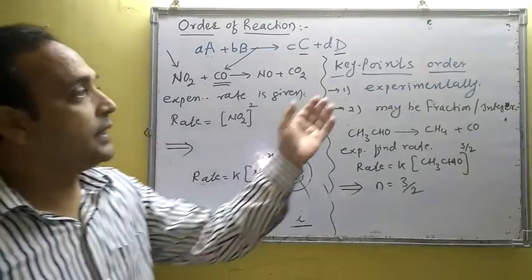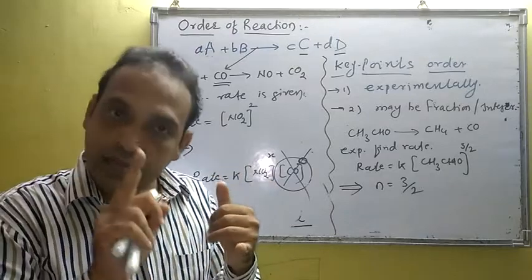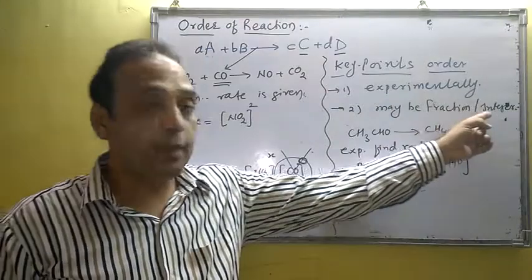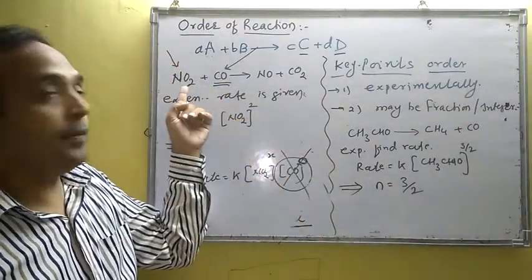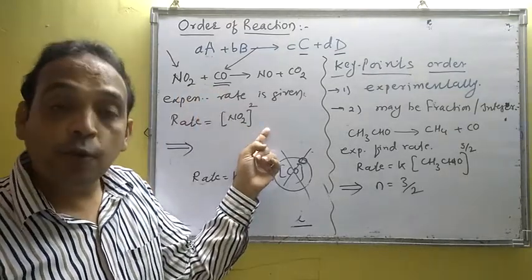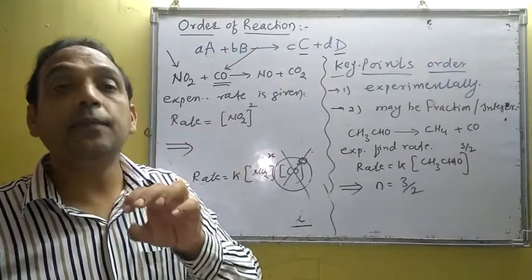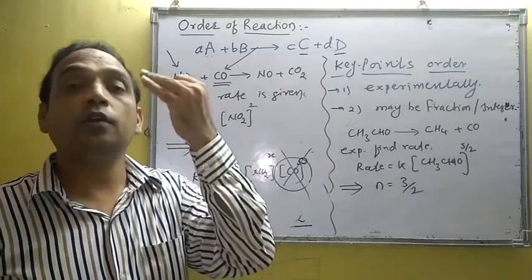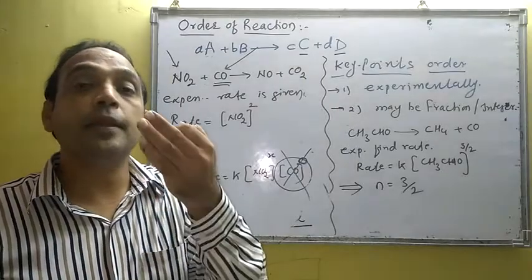Okay, so what are the key points of order of reaction? Order of reaction calculated experimentally. Second point, order of reaction may be fraction or may be integral. This example is given to you. Order of reaction may be 2, second order, or order of reaction may be 0. और zero का मतलब क्या रहेगा, rate उस पर depend रहेगा क्या, नहीं, rate independent on that concentration. So order of reaction may be second, order of reaction may be 0. In some rare cases order of reaction may be 3.